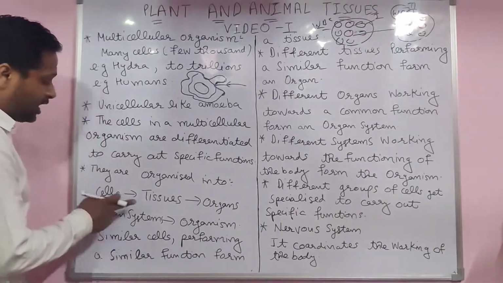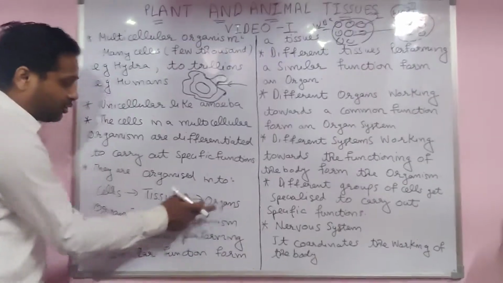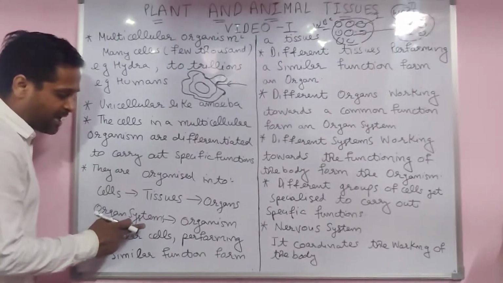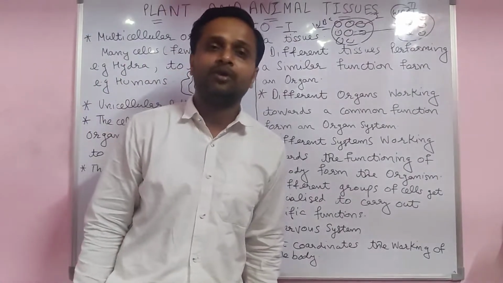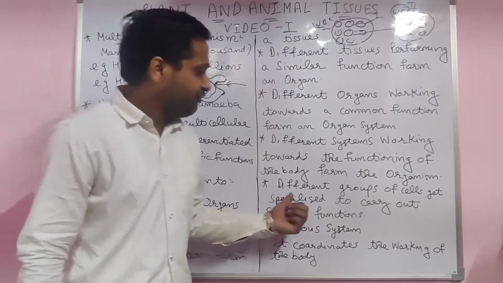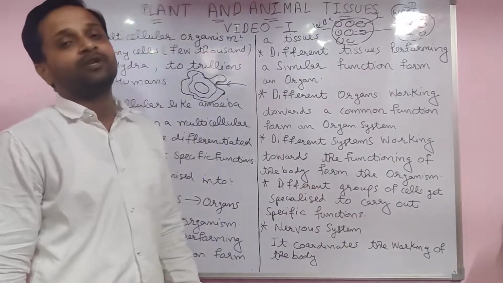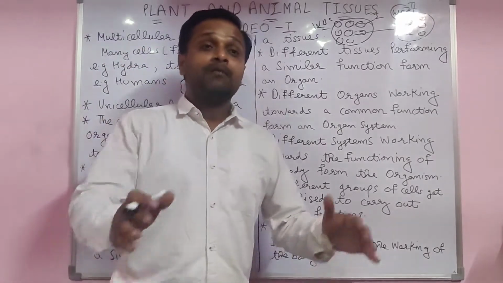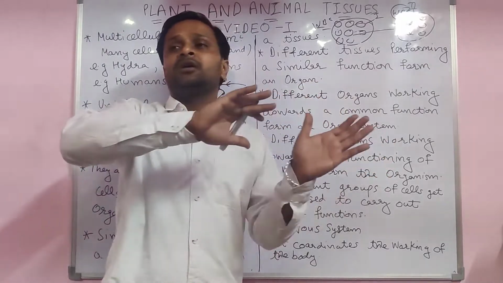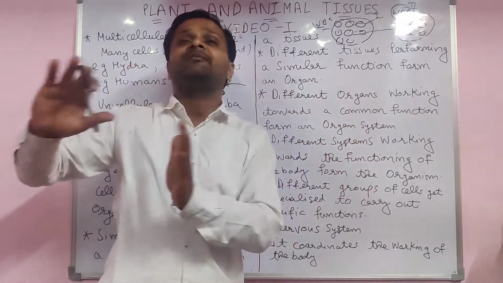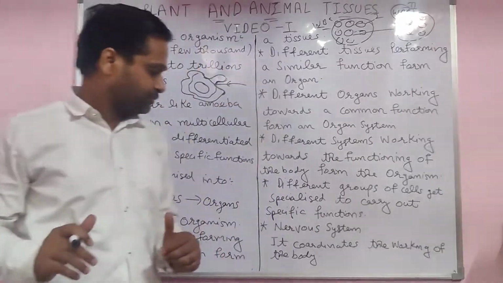I will repeat: a group of cells forms the tissue, a group of tissues forms the organ, a group of organs forms the organ system, and a group of organ systems forms the organism. Different groups of cells get specialized to carry out specific functions. As I told you, each tissue, each special group of cells has its special function. That is the division of labor in every cell. Balance is there.